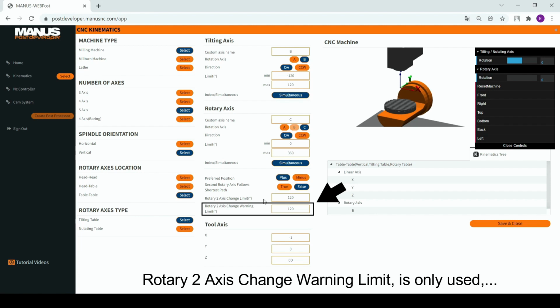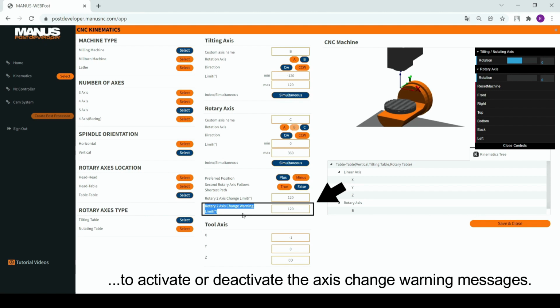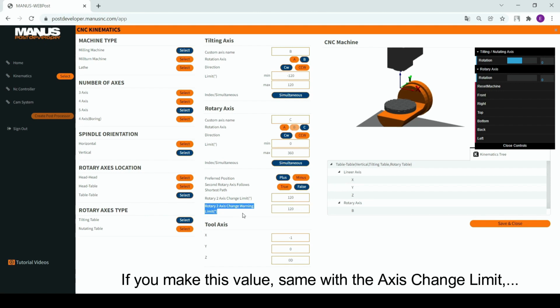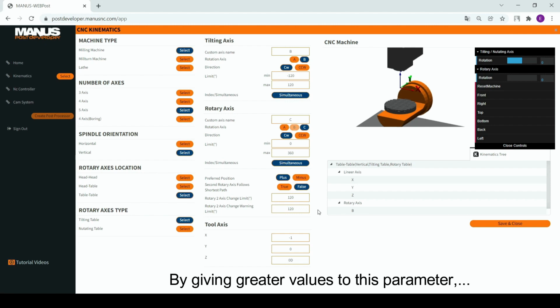Rotary 2-axis change warning limit is only used to activate or deactivate the axis change warning messages. If you make this value the same as the axis change limit, you will get warning messages for all axis changes. By giving greater values to this parameter, you can deactivate the warning messages.